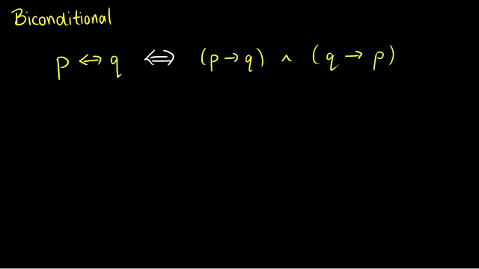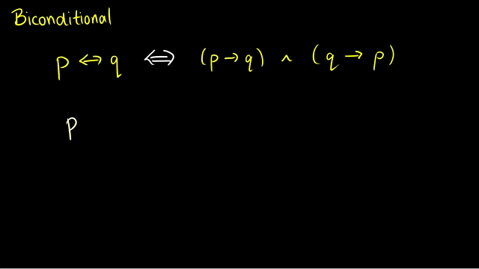So, we talked about the conditional, and we introduced the biconditional in a truth table. Let's formally define the biconditional. The biconditional is not a standard operator. It is usually defined in terms of the conditional and the conjunction operator. So P if and only if Q is the same thing as P arrow Q and Q arrow P.